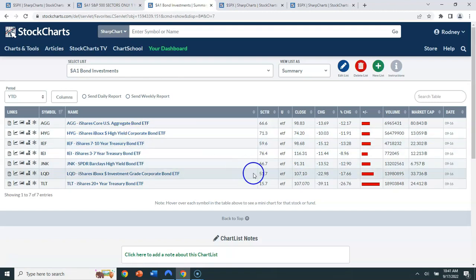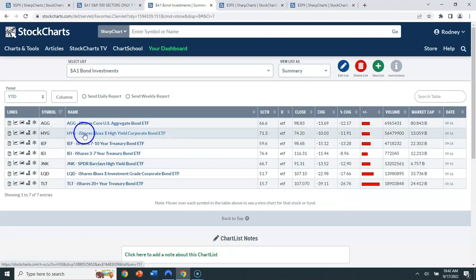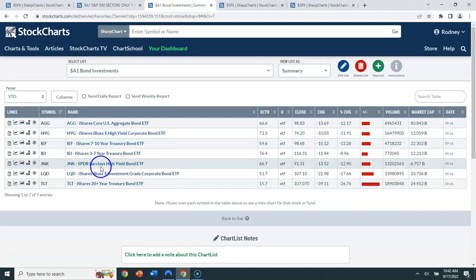This isn't counting yield. I get it, but the yields on these things are so low, guys, that there's no way it's going to make up for the downturn that you're seeing here. The HYG, pretty similar to the J&K in its makeup, is down 11.91, and the AGG, a core aggregate bond fund, is down 12.17, and this is just year to date, guys.